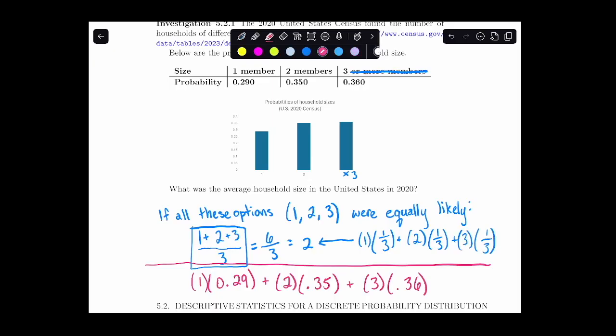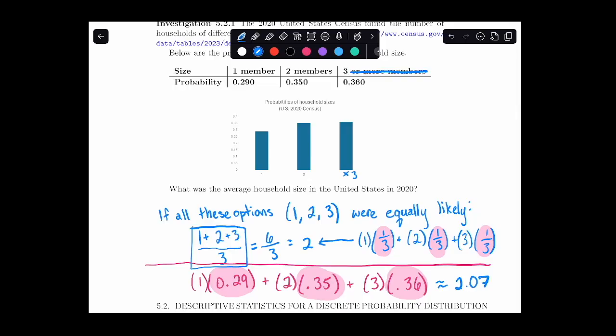Our average formula is really doing this, and we have that 3 in the denominator because there were 3 things, and this is really saying they're all equally likely, whereas now we have these other probabilities because these numbers are not equally likely. So if we plug this formula into Excel, 1 times its probability plus 2 times its probability plus 3 times its probability, we will get something a little bit bigger than 2.